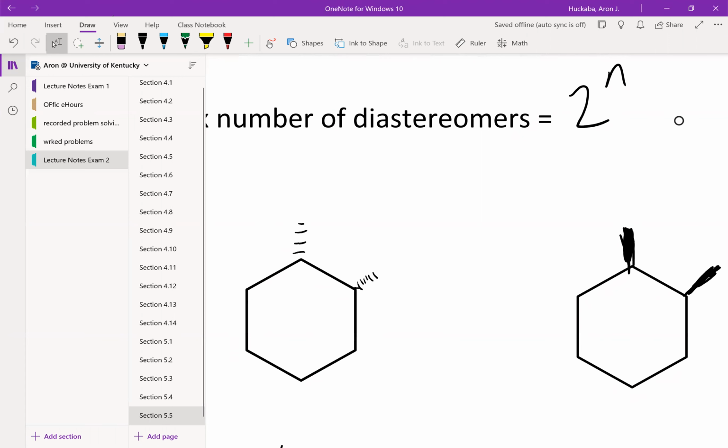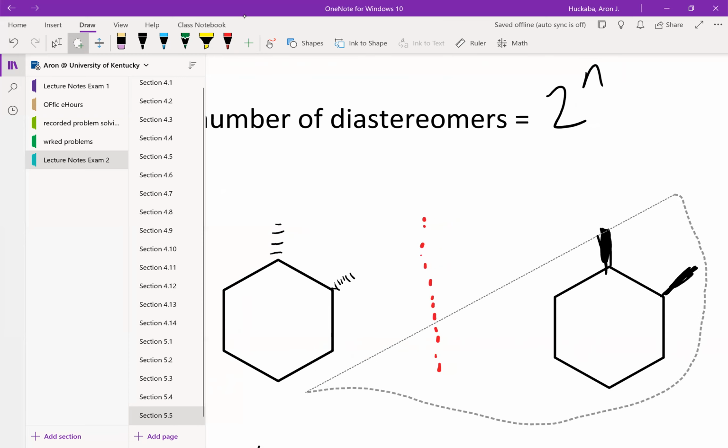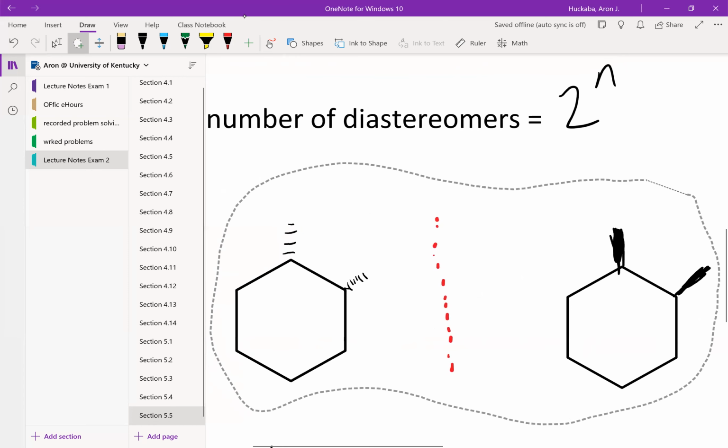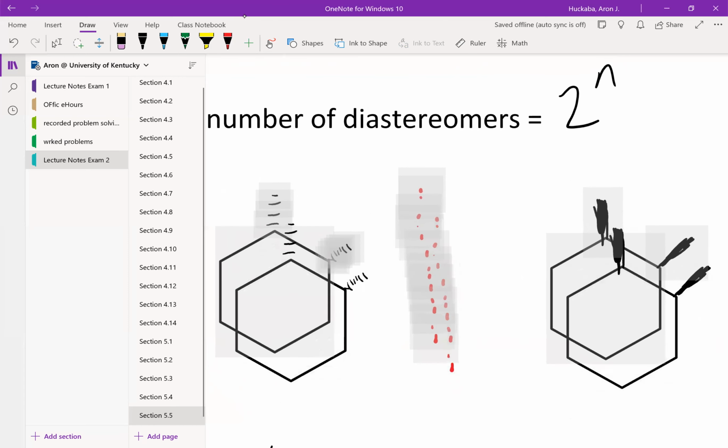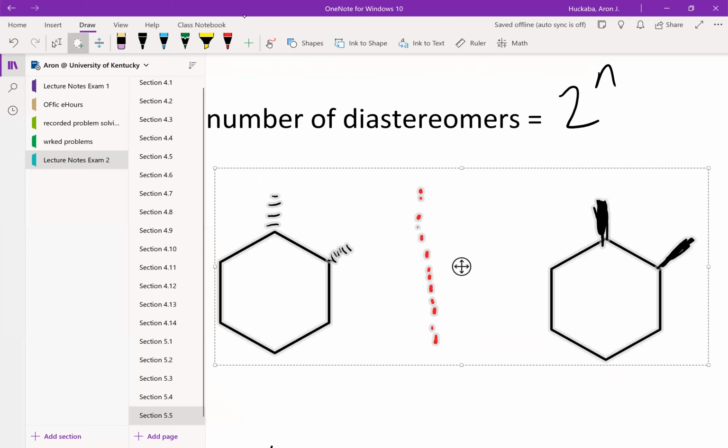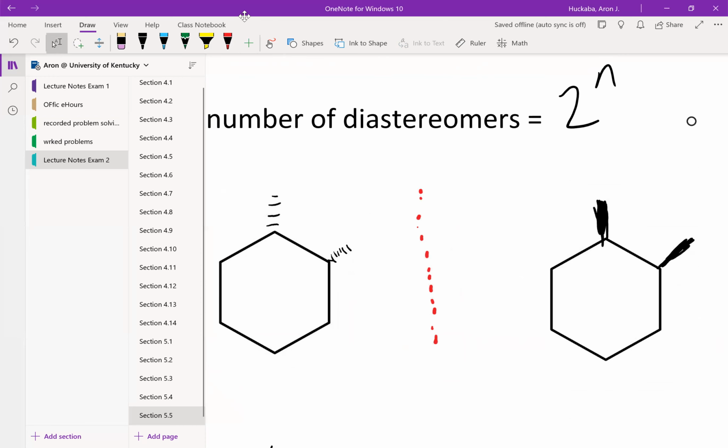Let's determine if they are enantiomers or diastereomers. So first thing to do is to make a mirror plane between the two. I'm just going to move these real fast. There we go, just so it's a little more comfortable. Okay, there's a mirror plane now. And you have to ask yourself, are these mirror images?